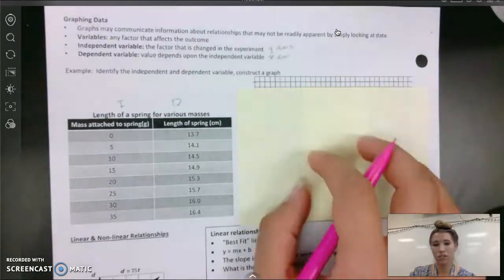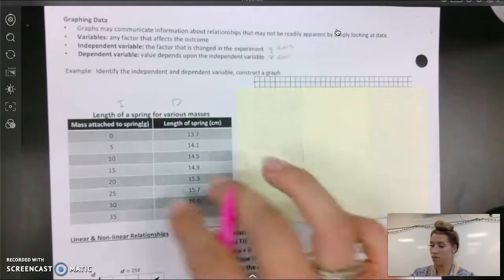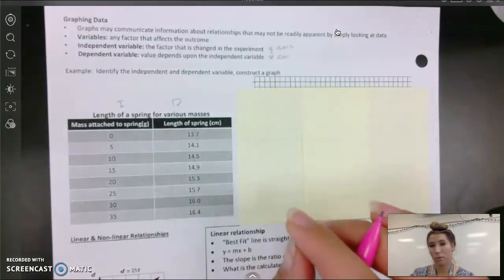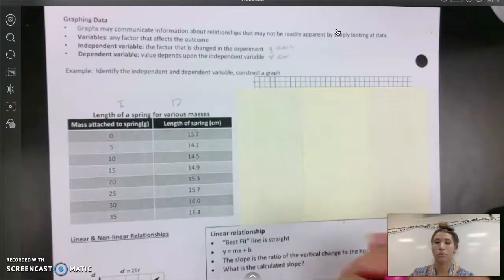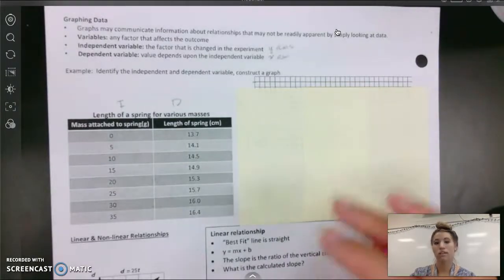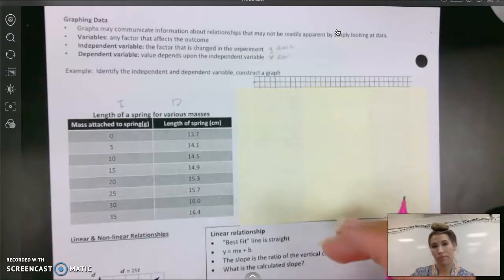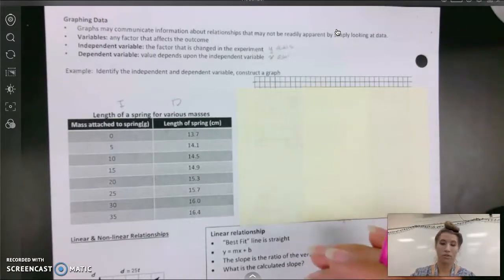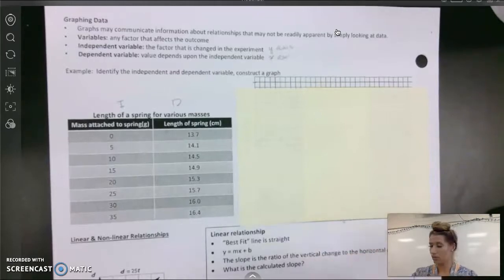And I want you to construct a graph from these values. Don't forget to label your axes, as well as telling me what units you're using. So hit pause, label and create your graph, and then compare it to what I have here. Okay, so go ahead and do that.